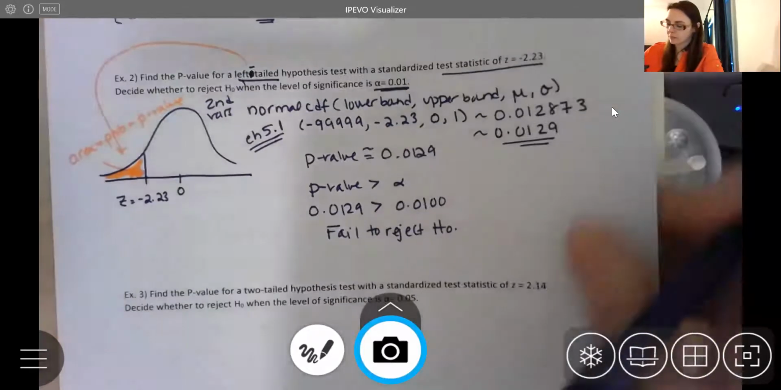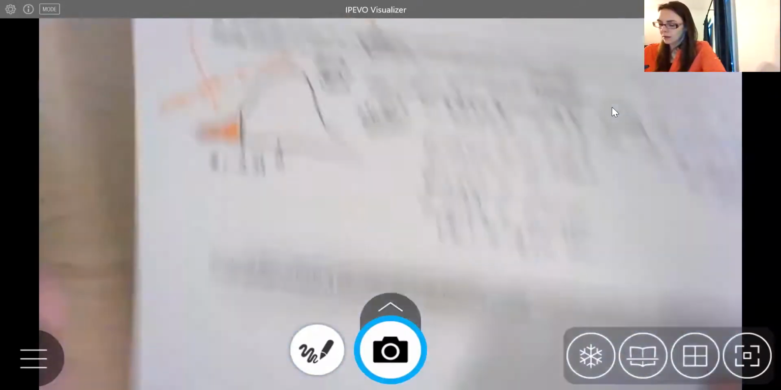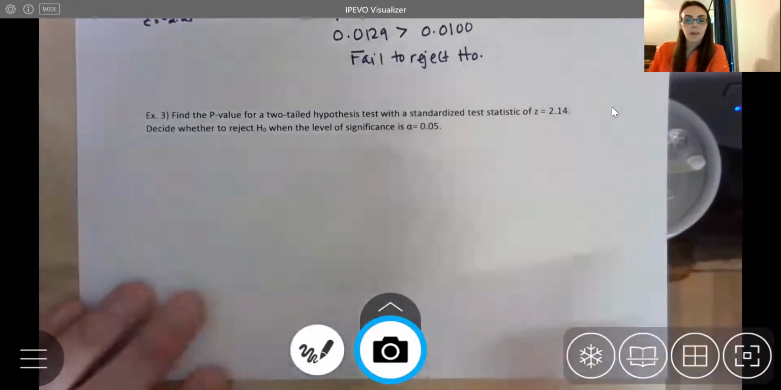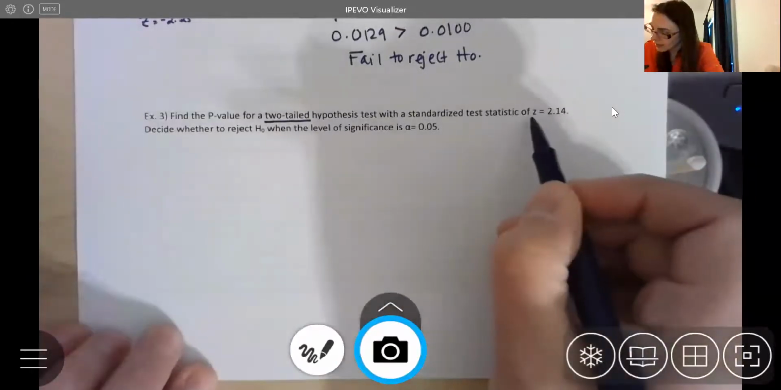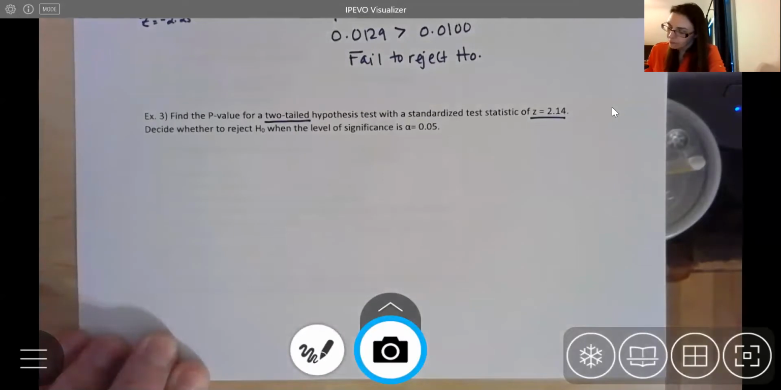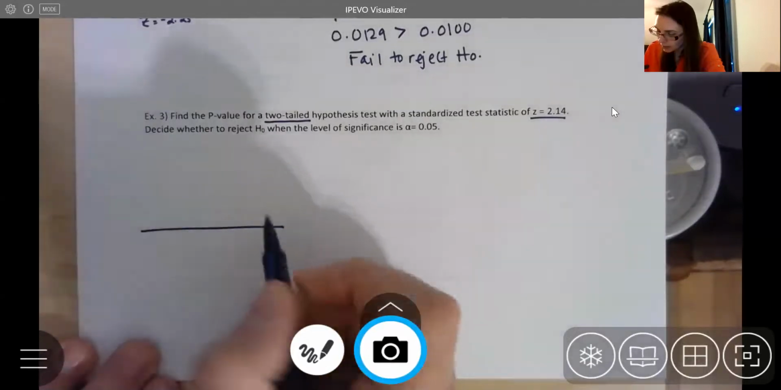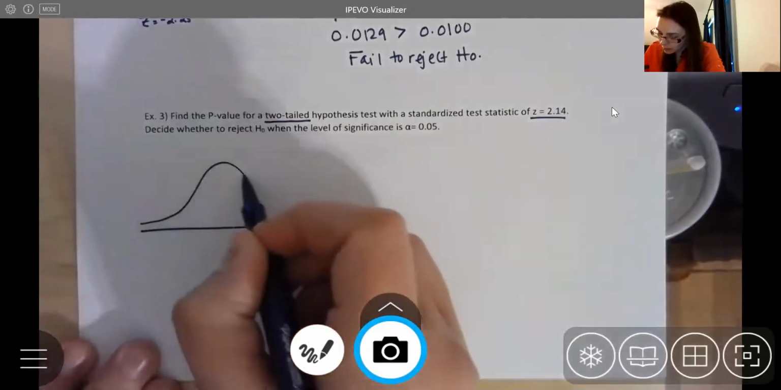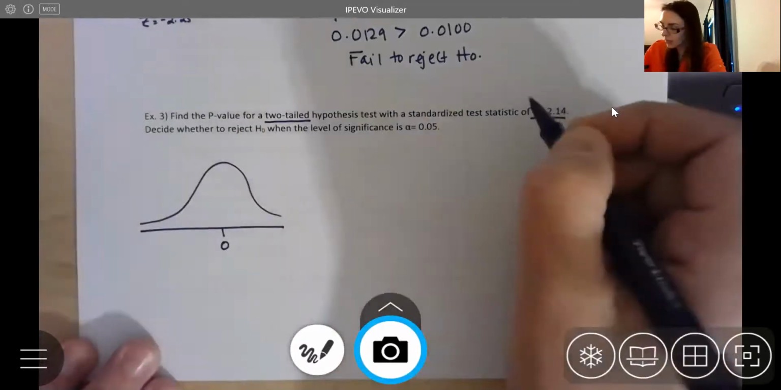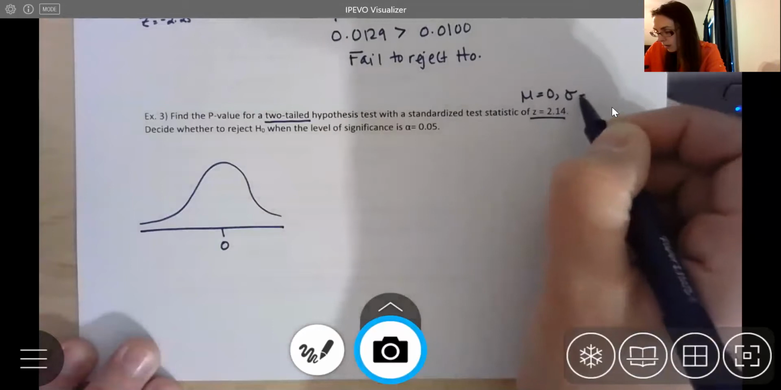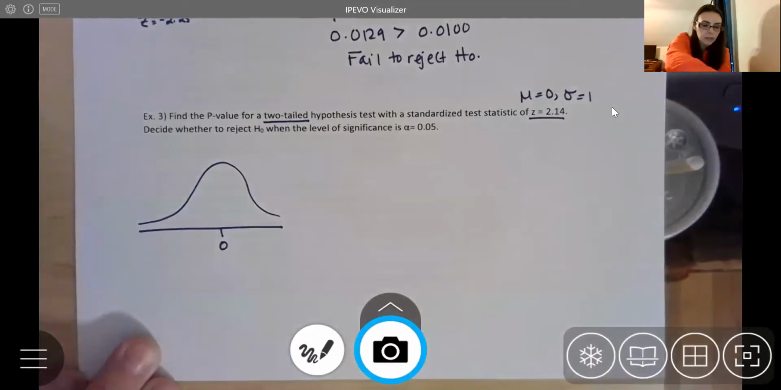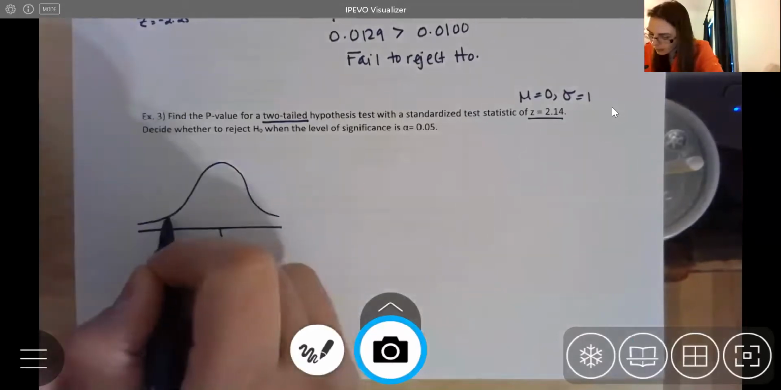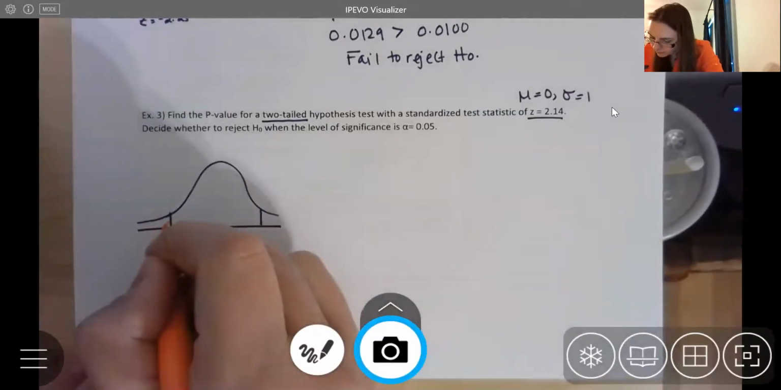All right, let's do another example. We're going to find the p-value for a two-tailed hypothesis test with a standardized test statistic of z equals 2.114. And then we're going to decide whether to reject the null hypothesis after that. Now, again, notice I have z-scores. If you see z-scores, don't forget your mean is going to be 0 and your standard deviation is 1. Anytime you see z-scores, that's automatic. Now, if I'm doing a two-tailed test, then that means I have coloring on each side.